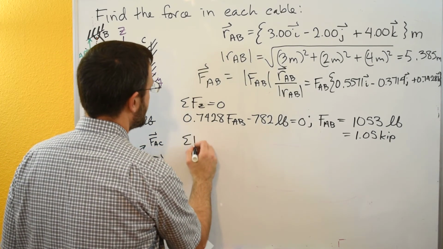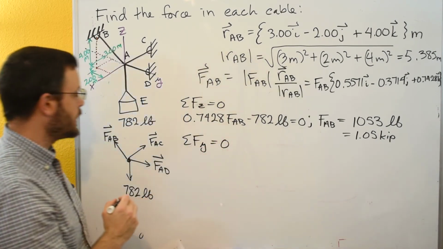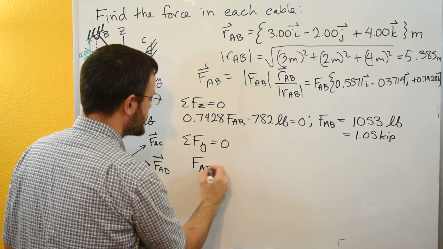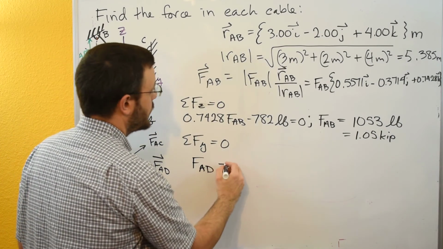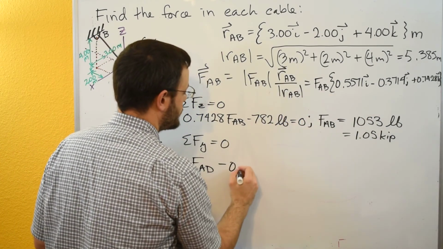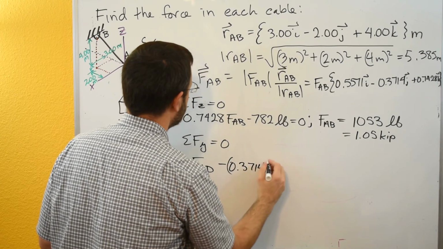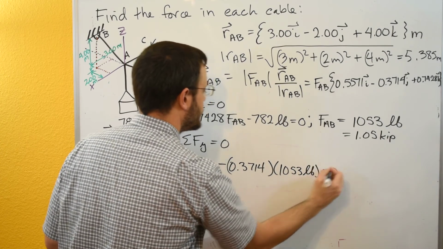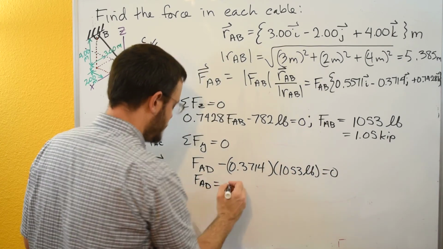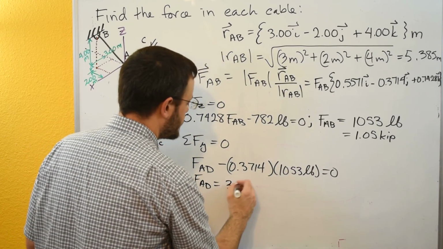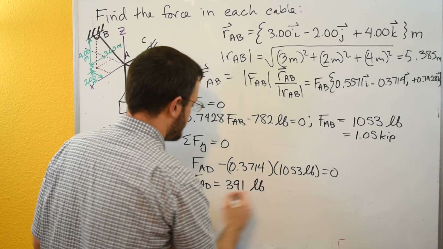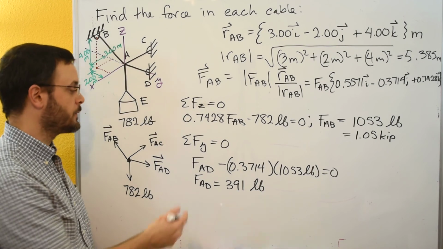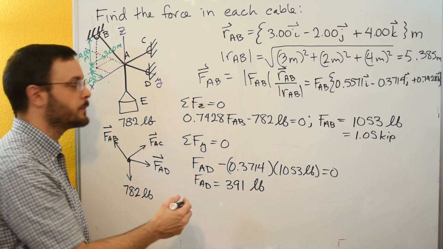Now we can do the rest of our equations. So sum of forces in y equals 0. FAD has that y direction, so it'll be FAD. And then we'll include the y component here, 0.3714 times 1053 pounds equals 0. And we'll get FAD then is 391. Since this is less than 1,000, I'm just going to go ahead and write it in pounds instead of writing it as 0.4 or 0.39 kilopounds.